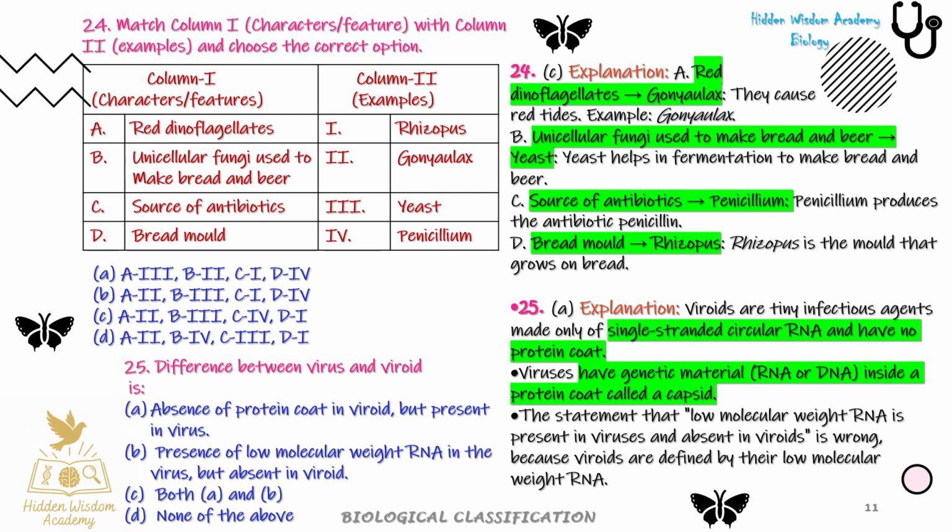Explanation. Viroids are tiny infectious agents made only of single-stranded circular RNA and have no protein coat. Viruses have genetic material, RNA or DNA, inside a protein coat called a capsid. The statement that low molecular weight RNA is present in viruses and absent in viroids is wrong, because viroids are defined by their low molecular weight RNA. So, option A is the correct answer.